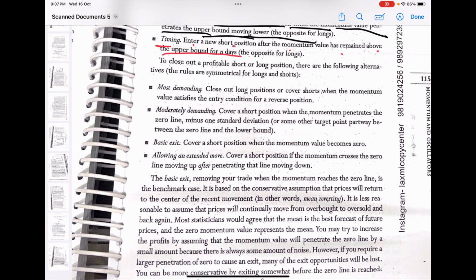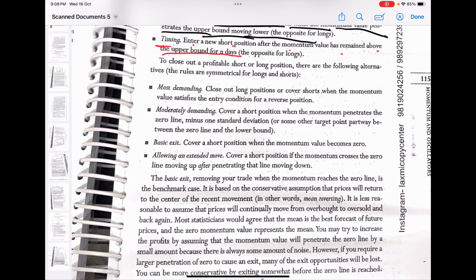Then we have what is known as the moderately demanding condition. Cover a short position when the momentum penetrates the zero line minus 1 standard deviation. Again, let's read it again. Cover a short position when the momentum penetrates the zero line minus 1 standard deviation. So, what does that mean? If you have a short position and you want to know when to book, then you can draw another horizontal line, which is basically going to be the zero line minus 1 standard deviation. That is a very optimum level for you to cut your trades.